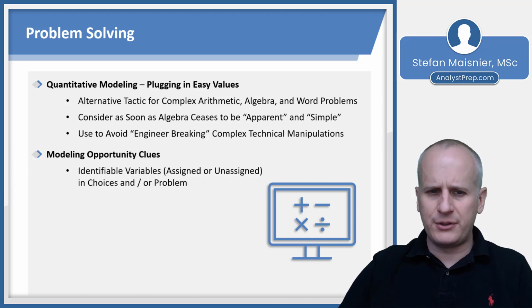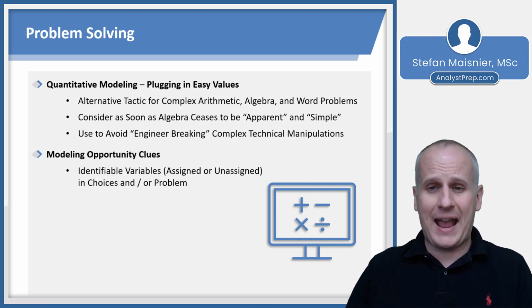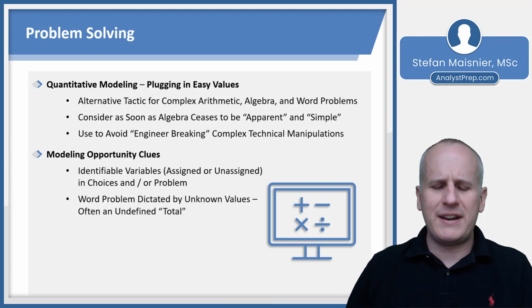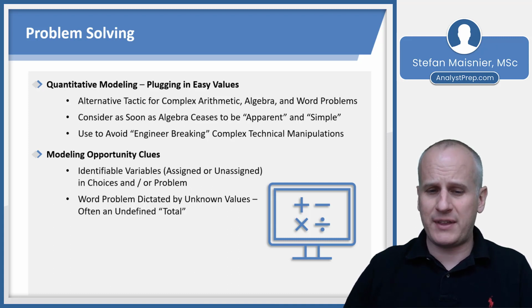Now, the clues for this tactic first are identifiable variables, assigned or unassigned. They may actually be defined variables for the choices or the problem, or they may just be talking about an unknown number of marbles and not actually call it a variable. But those are going to exist in the choices and potentially the problem as well. You'll often have a word problem dictated by an unknown total, like the total number of marbles in a bag or something of that nature.